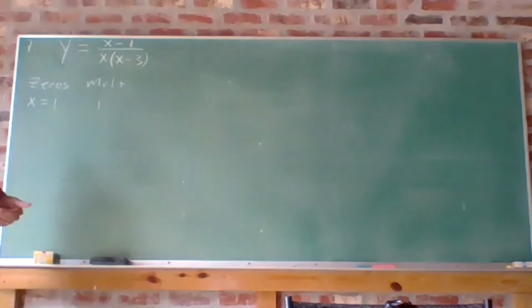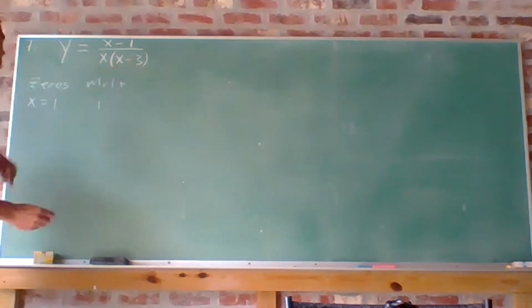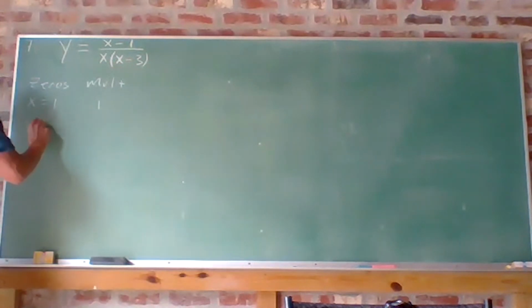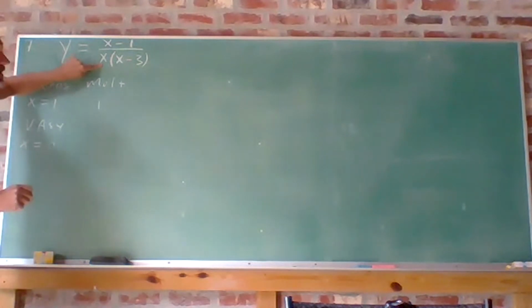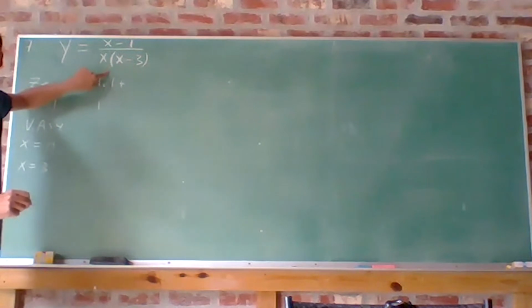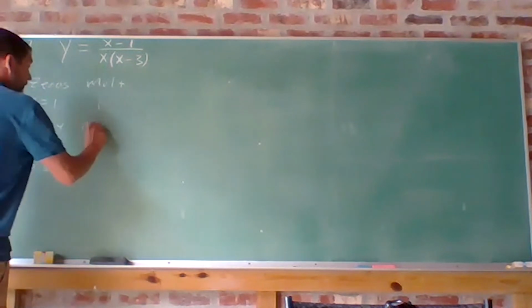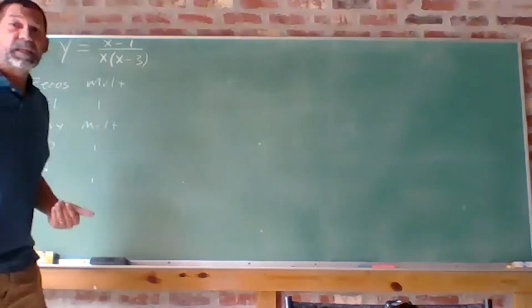Next, I need the vertical asymptotes. The vertical asymptotes occur at the values for x when the denominator is made 0. So we have x times x minus 3. So my vertical asymptotes will be at x equals 0, because x equals 0 would make this guy 0, and x equals 3. Each of these factors in the denominator appears only once, so their multiplicities are each one. The next thing we need is the end behavior.